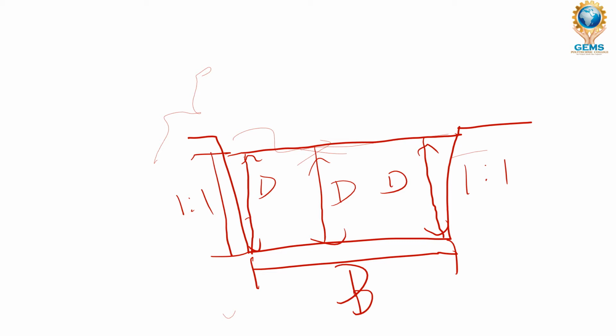Then the total of the section's width will be B plus 2D. You know the breadth B, and we have to add it with 2 times the depth. So it's B plus 2D. Let's continue into the sum.